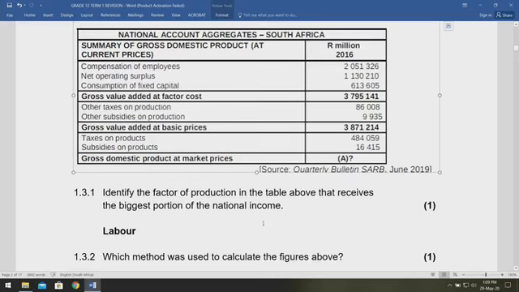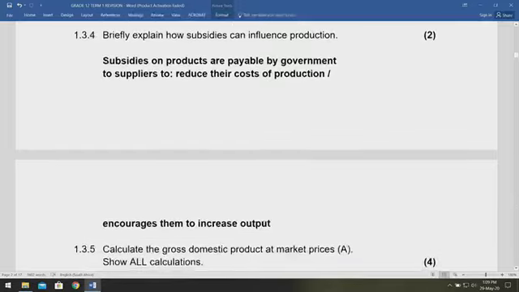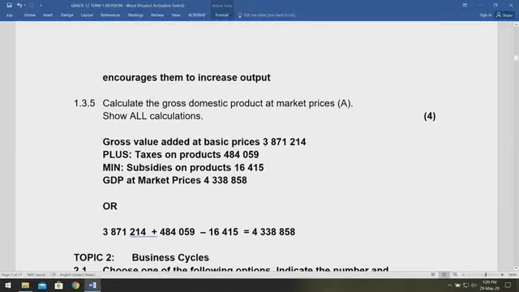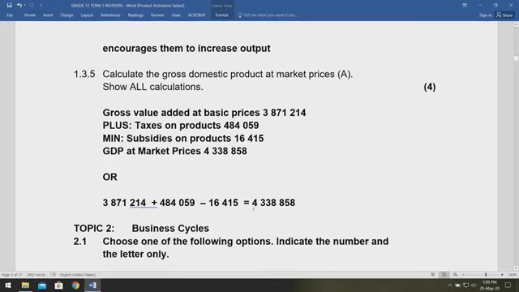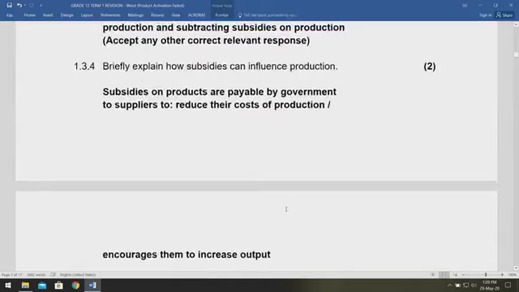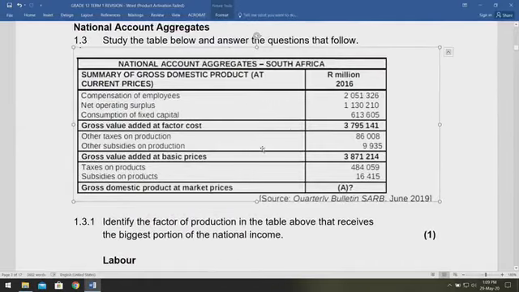So therefore, the final answer is your 3871214, which is my basic price, plus the taxes of 484059, minus the subsidies, which is the 16415, and that gives you the final answer of 4338858. Okay? Now please look, your table says here rand million.